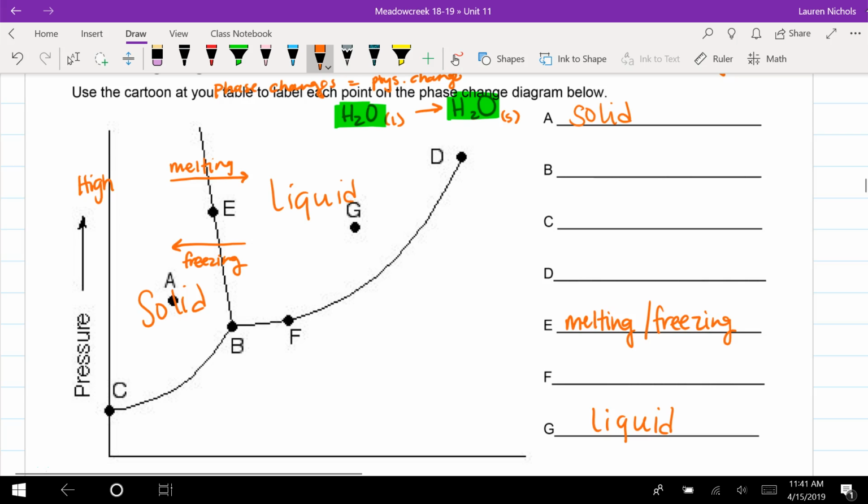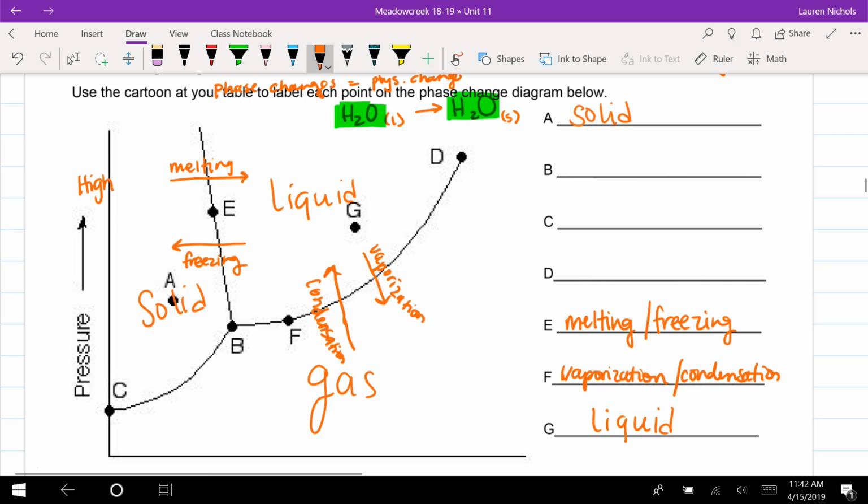Now, point F is between liquid and something else. Well, the only other phase there is gas. So F represents when you go from a liquid to a gas, you have vaporization, but the reverse of that is condensation, which is going from a gas to a liquid. So point F is vaporization and condensation. Now, point C is in between solid and gas, and so point C is going to represent sublimation, which starts with S, so it starts out as a solid, and then deposition is when you go from a gas to a solid. And we'll just record that both on our graph and off to the side here.